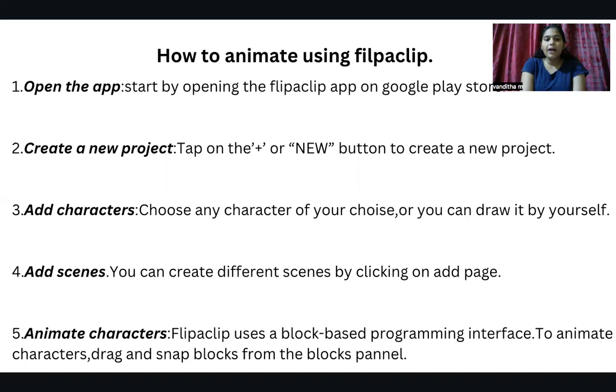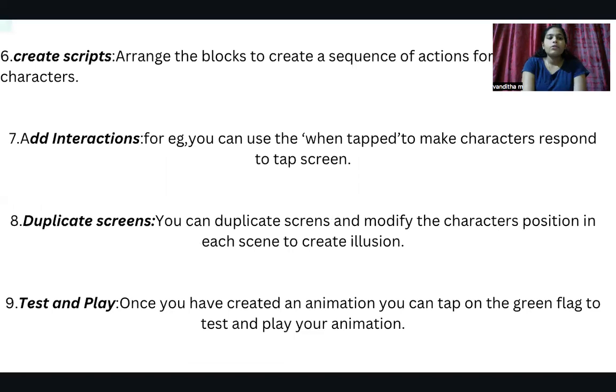Next, we need to add scenes. You can create different scenes by clicking on add page. Next, we need to animate the characters. FlipaClip uses a block-based programming interface to animate characters; drag and snap blocks from the blocks panel. Next, we need to create scripts. Scripts are like our own actions. Here, I have created a squirrel jumping, that is called a script, and we can create any block of script.